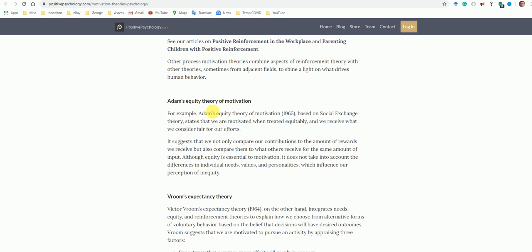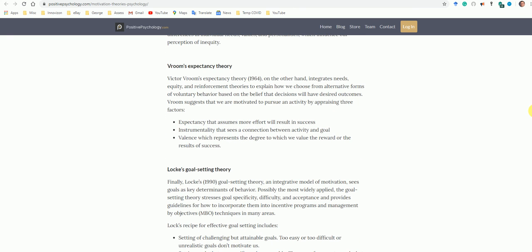So anyway, Adam's equity theory suggests that we not only compare our contribution to the amount of rewards we receive, but also compare them to what others receive for the same amount. Of course, these things are hard to apply in our nature, especially when we talk about salaries. So maybe just focus on rewards, not the monetary rewards, but maybe those immaterial rewards like tap in the back or lunch with the boss or something, birthday lunch with those people celebrating their birthdays. Those are important, and they also bring your motivation up.